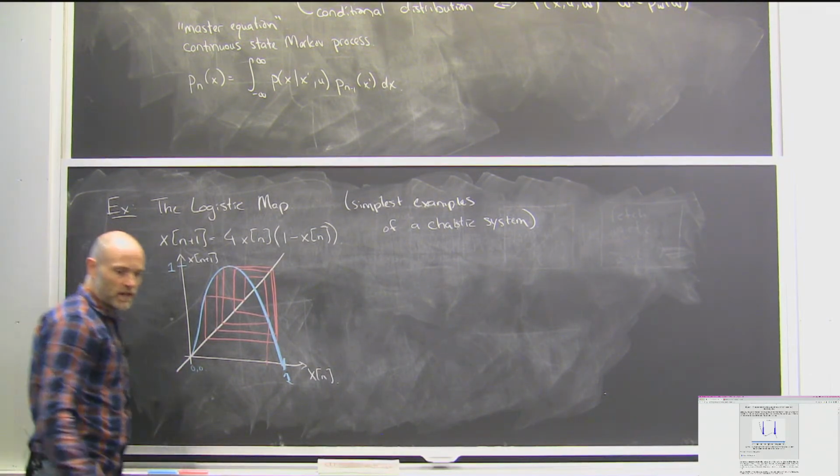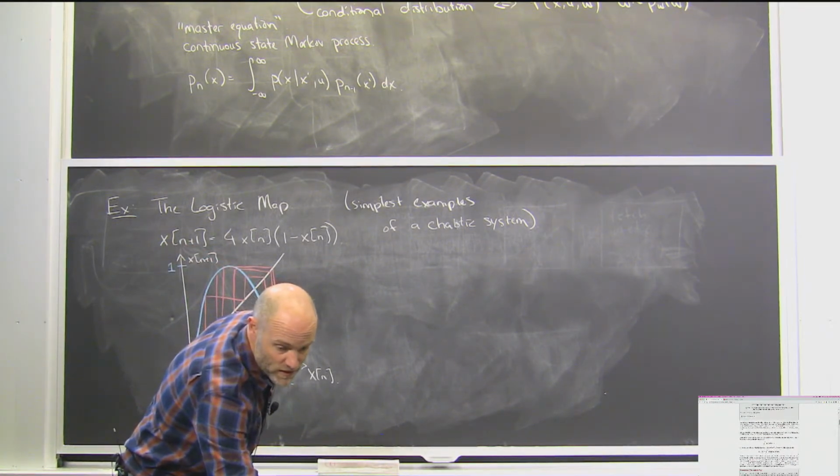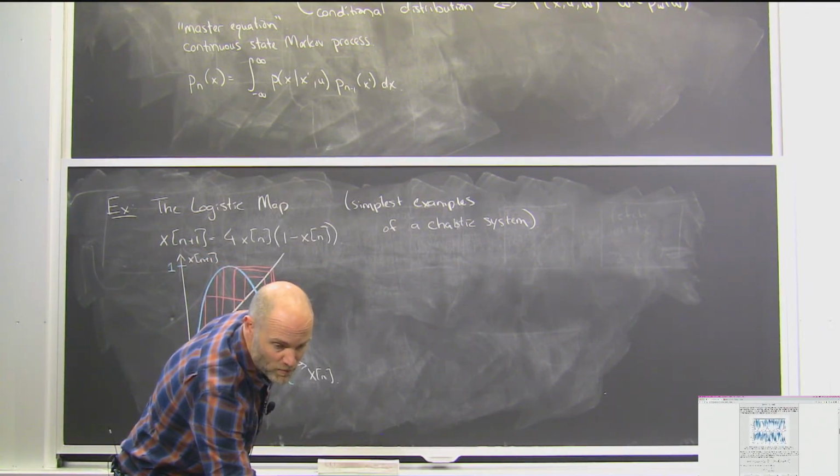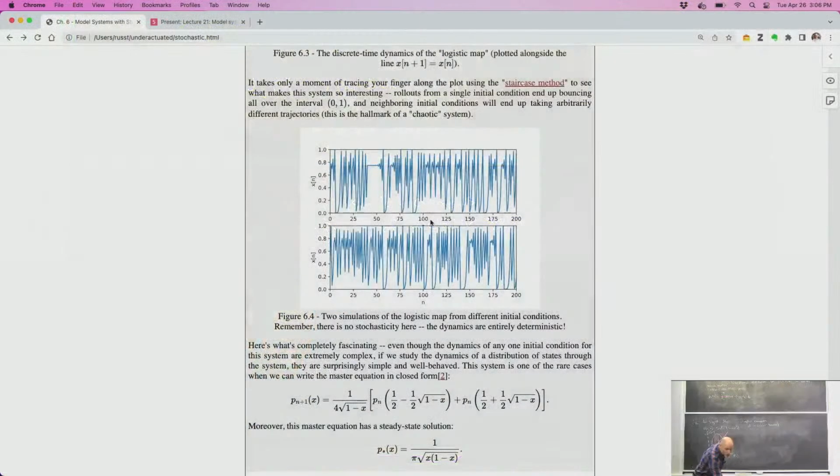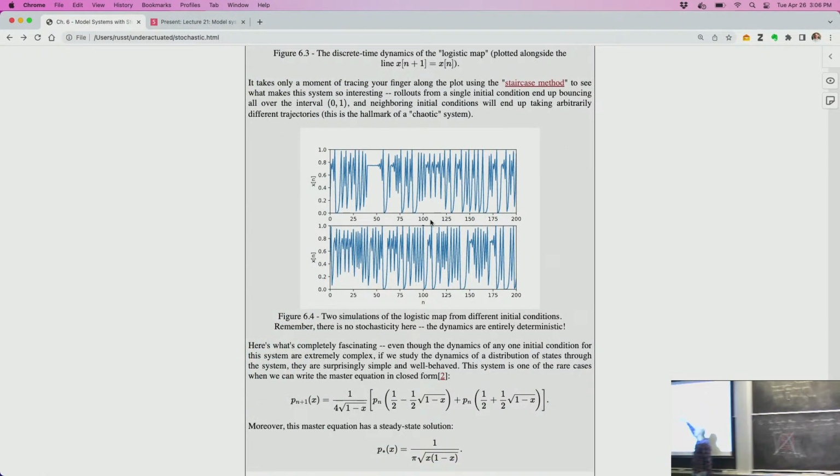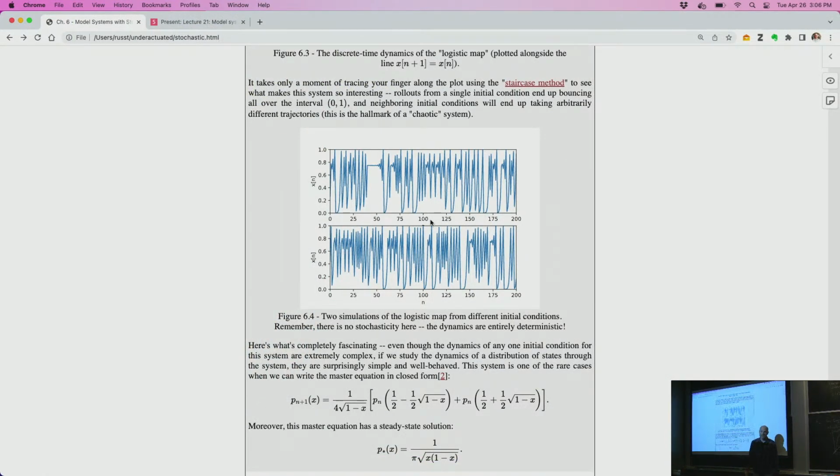Okay, so I spent time writing some of the notes this morning, so I'll put them up. This is just two different simulations from very different initial conditions of that logistic map. So the trajectories look very, very different.